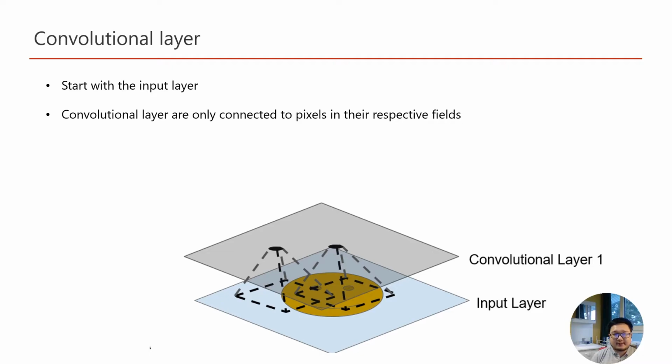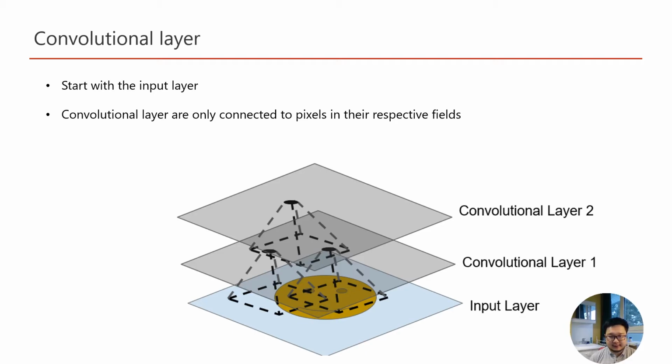So now let's talk about the convolutional layer. Let's start with the input layer, which is the images. The convolutional layer is only connected to the pixels in the receptive field. When you have the input image here, you can see that each value in the convolutional layer only relates to a local part of the input image. The second layer will do the same, but now it's only looking at the values in the convolutional layer.